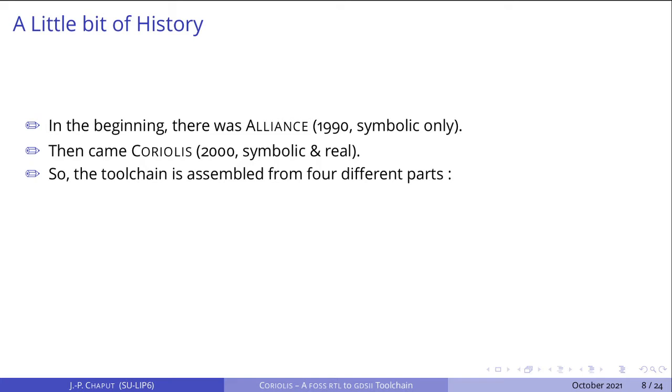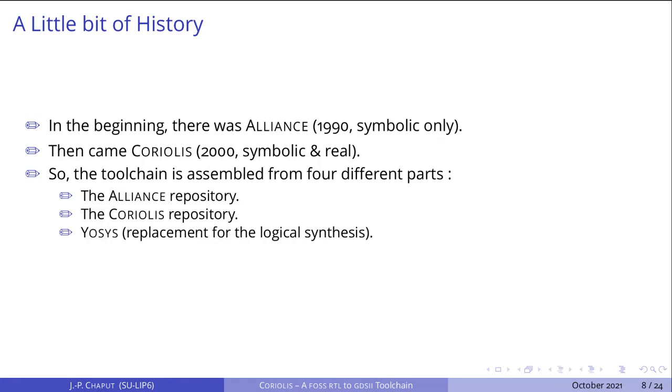So, the toolchain is an assembly of various parts, which are first the tools coming from Alliance, because we didn't suppress all the tools. Some of the tools, especially in the verification and the translation between netlist formats, for example between VHDL and Verilog, are still used. Then there is, of course, the Coriolis physical design steps, but also Yosys, which you should know for the logical synthesis, because it's the same tool that you use for FPGAs.